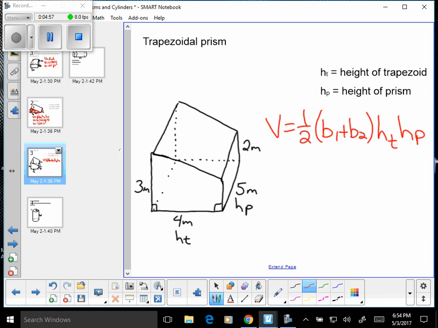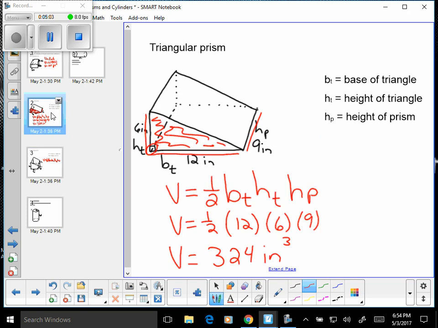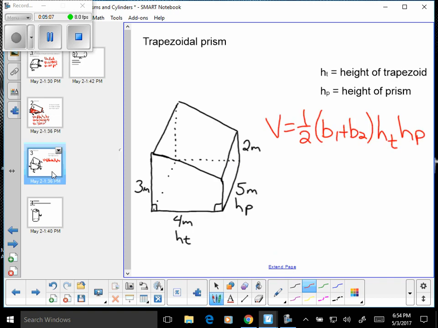Now if you look here, notice that you are taking the sum of the bases, where for a triangular prism, you only have one base. That's how you can tell the difference.